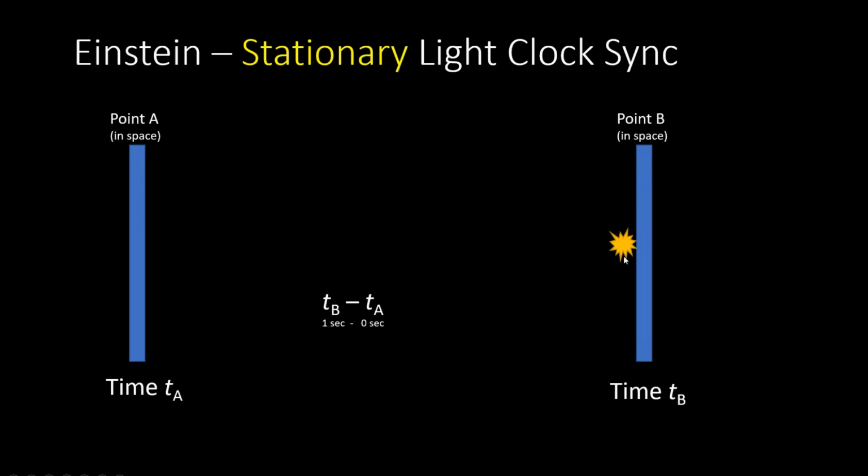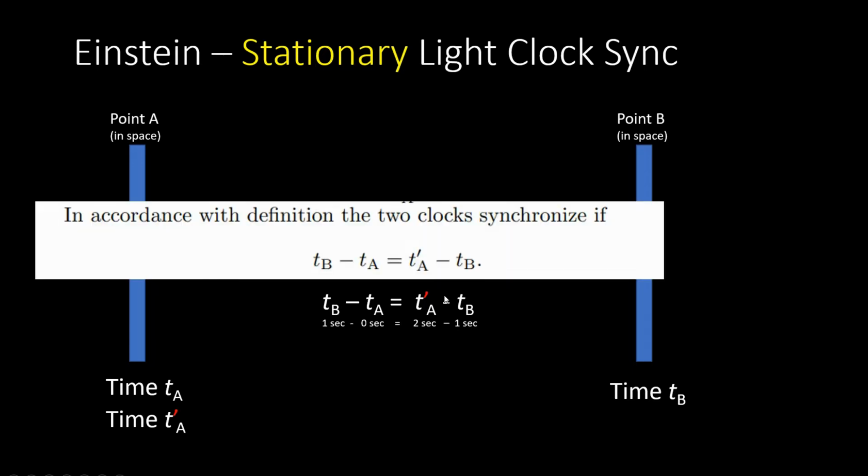Now, the light pulse gets reflected from this clock tower at time TB. It arrives back at the origin at time T prime A. Now we have the full equation. The reflection back started at 1 second and arrived at the origin at 2 seconds. So we have 2 minus 1 is 1. 1 second equals 1 second, and we have synchronized clocks.